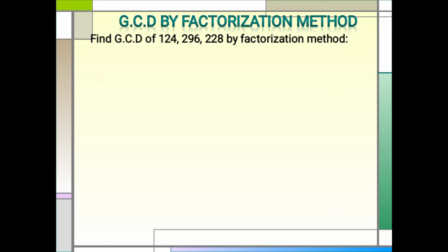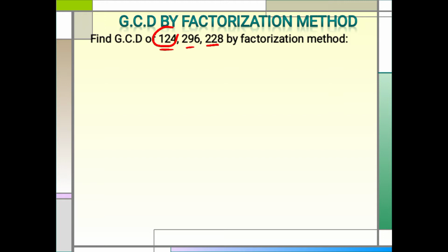Okay, what you have question here? Find GCD of 124, 296 and 228 by factorization method. Okay, in factorization method, what you will do? You will resolve each given number into its prime factors. Okay, you will do prime factorization of given numbers.